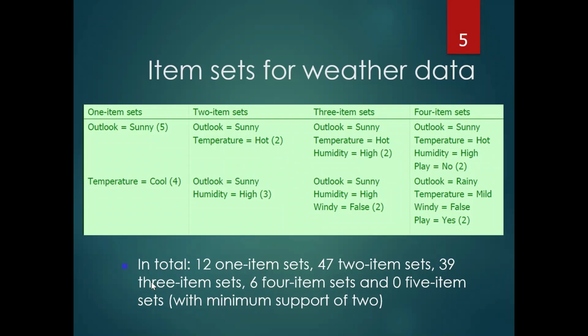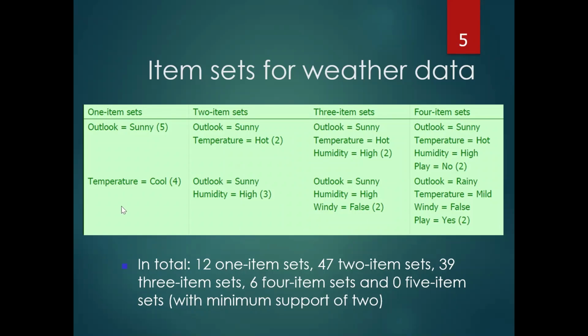So in total, with the minimum support of 2, at least if you have 2 instances, here are the number of sets we are getting. We'll get 12 1-item sets, 47 2-item sets, 39 3-item sets, 6 4-item sets, and 0 5-item sets. So this is the starting step, which means we first look at the items. Now let's assume, how do you create the rules?